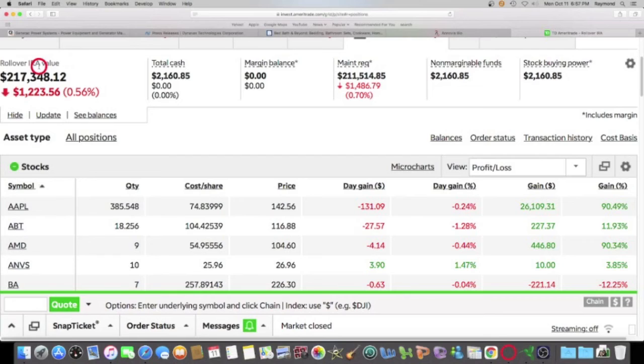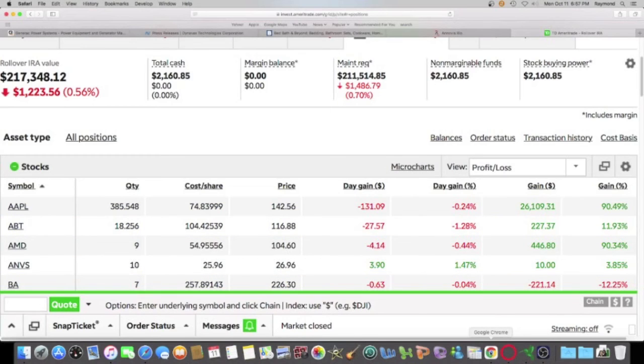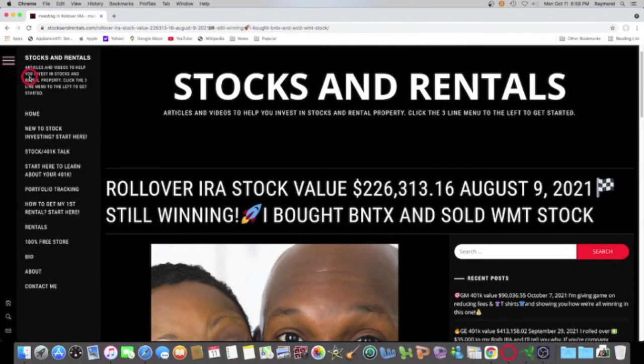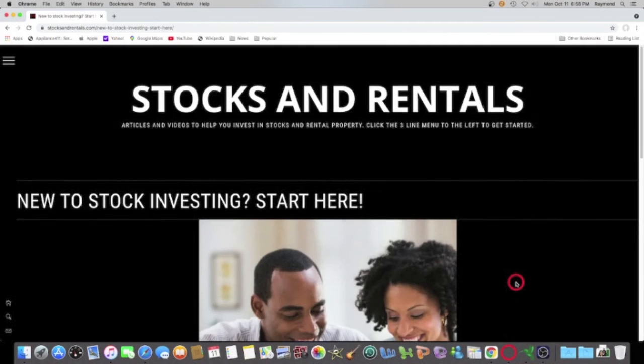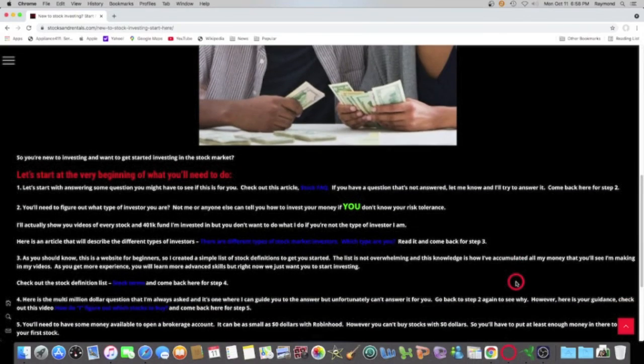I will show you step by step how to do it, and I'm going to put a link in the description that's going to take you right over here to my website, Stocks and Rentals. And all you got to do is click on this menu, and you're going to scroll down, and it's going to say right here, new to stock investing, start here. And I got all the steps right here for you.